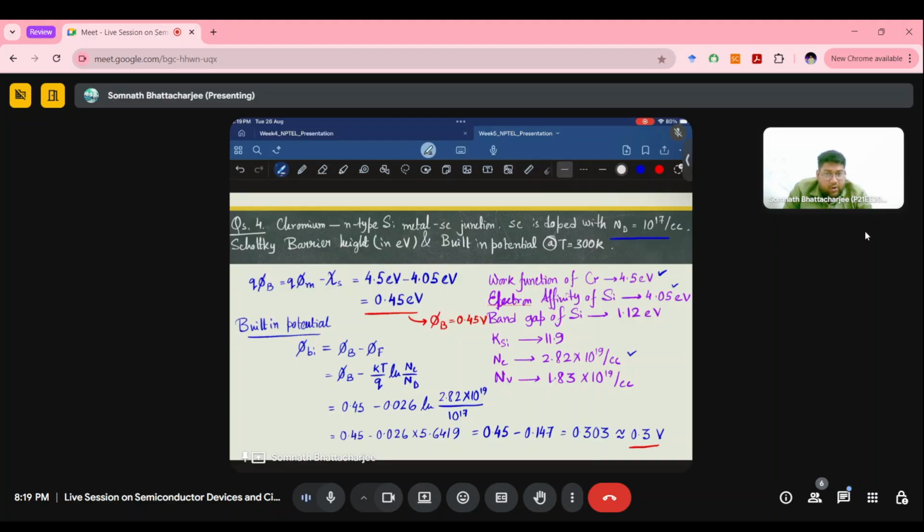I'm showing this page because the formulas are written here. Where would be the basic change? Just find it out and you will get the answer. Take a minute or two, I guess.